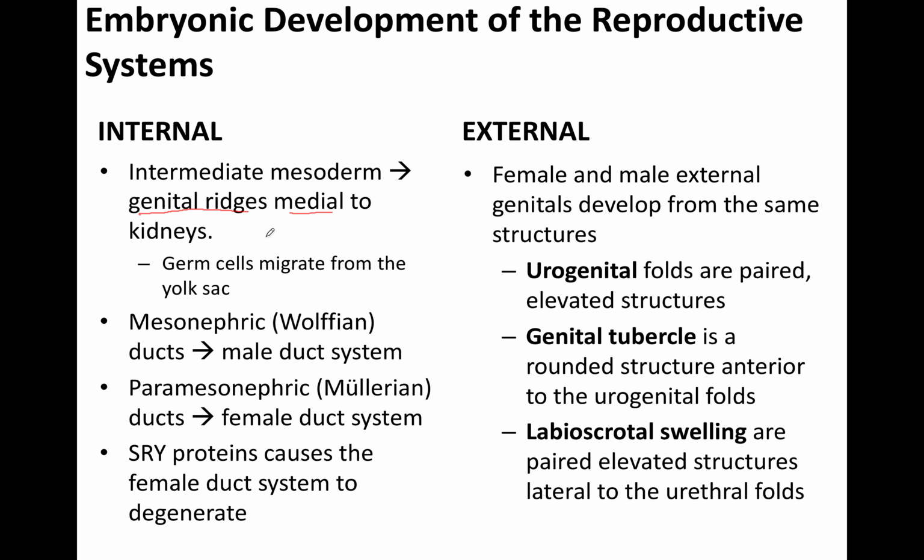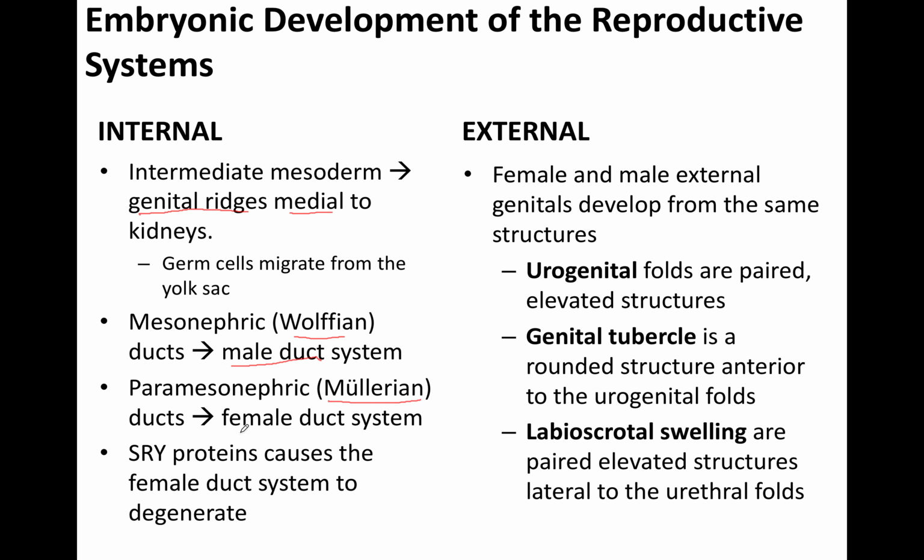Okay, so you're going to have two different duct systems during embryonic development. One is the Wolffian, which is going to create the male duct system. So we're going to see that includes the vas deferens, as well as the seminiferous tubules, etc. The Mullerian is going to form the female duct system. So you're talking about the fallopian tubes as well as the uterus.